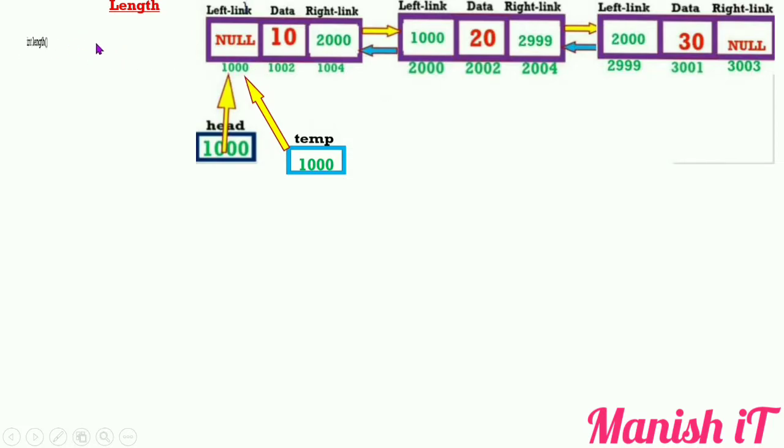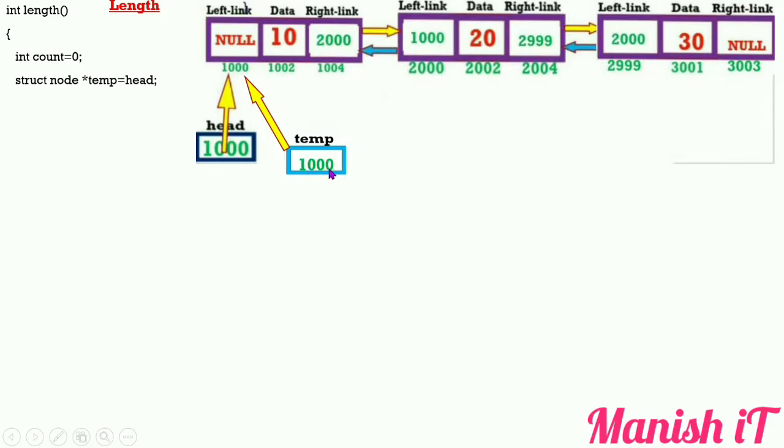Initially, in int main, the length function is called. How do we define the length function? Initially, int count is an integer type variable, initialized with 0. After this initialization, we need one struct node type pointer, which I have already declared here as temp, and it stores head. Head is nothing but 1000, which stores the base address of this node.